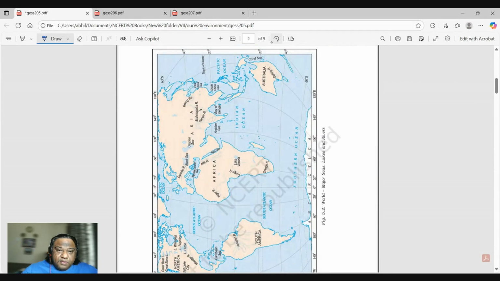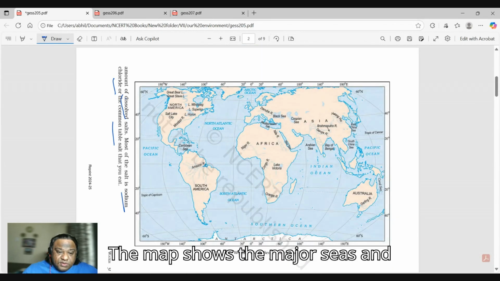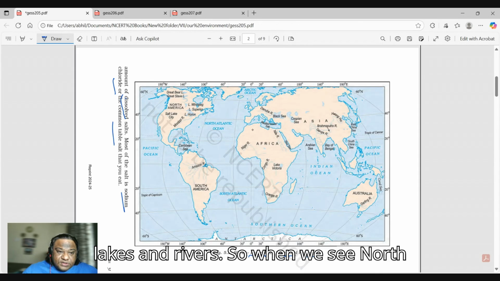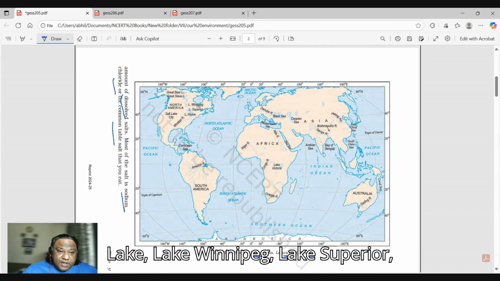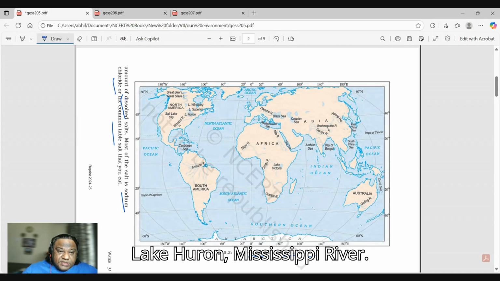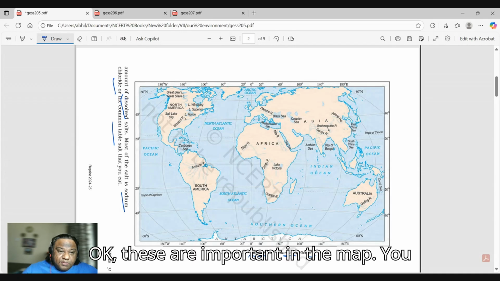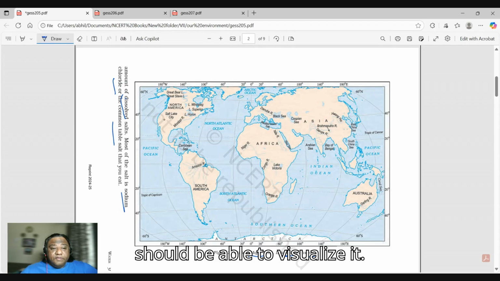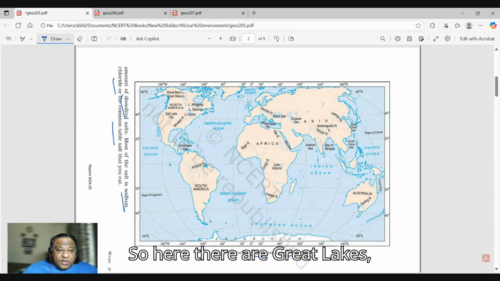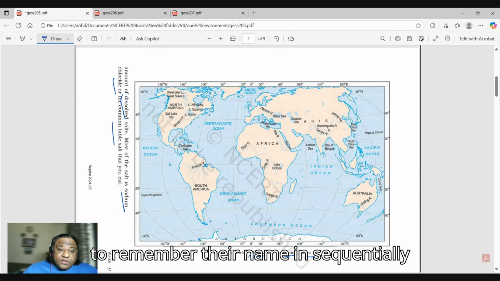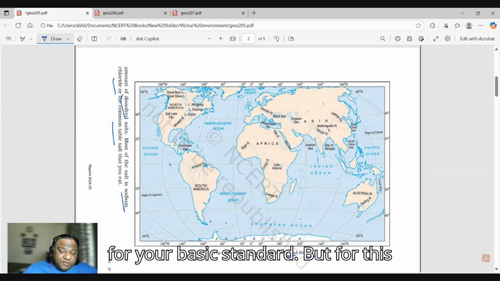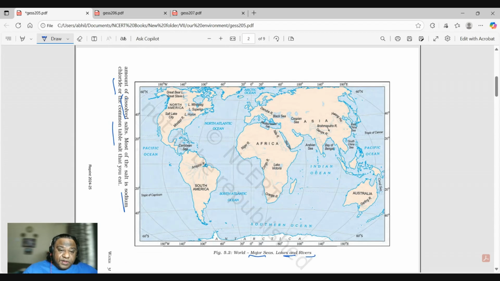Then there is a map. The map shows the major seas, lakes and rivers. When we see North America: Great Bear Lake, Great Slave Lake, Lake Winnipeg, Lake Superior, Lake Huron, Mississippi River. These are important in the map. You should be able to visualize it. Here there are the Great Lakes, five lakes in sequence. You should be able to remember their names sequentially for your basic standard. But for this class, this is what they have introduced.